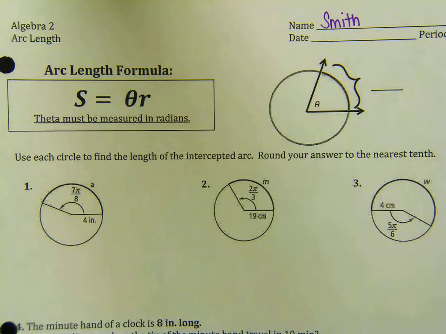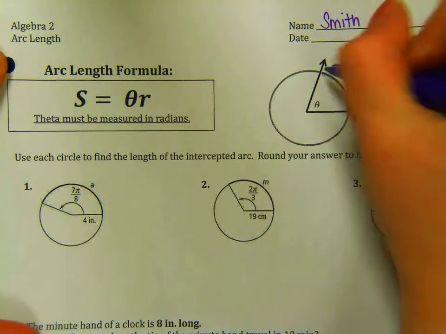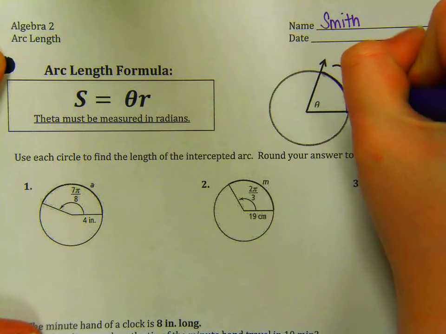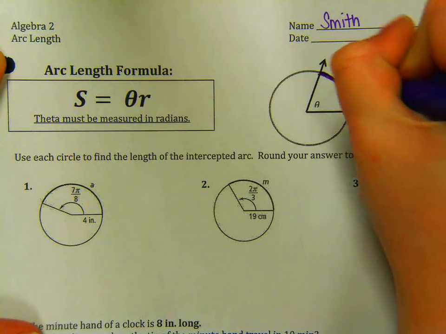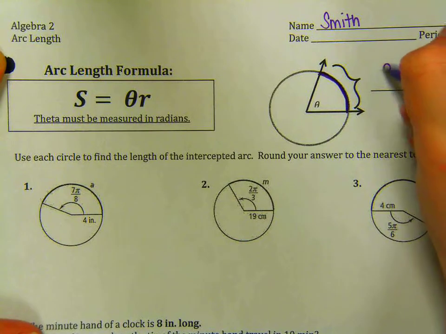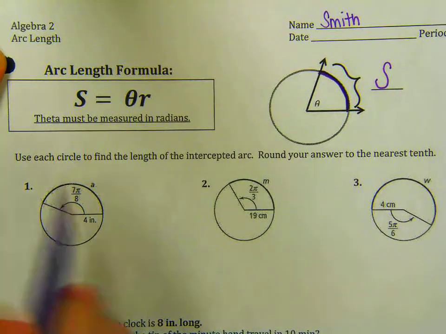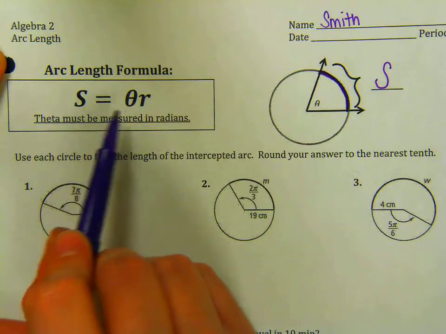In a previous lesson, we looked at what a radian is and how it relates to a degree, and now we're actually going to find the length of the intercepted arc. So an intercepted arc is right here. It's where our angle intercepts our circle, and that is called S. We have the formula right over here. S is equal to theta r.